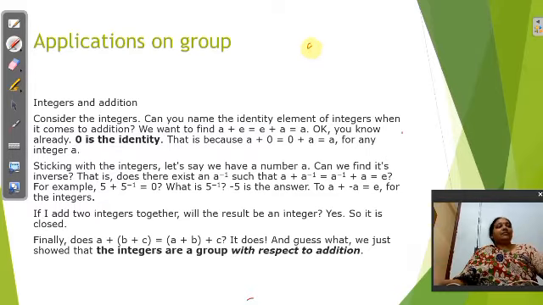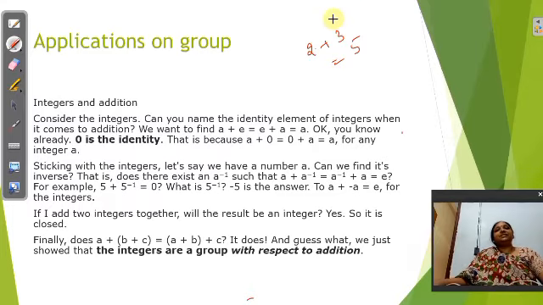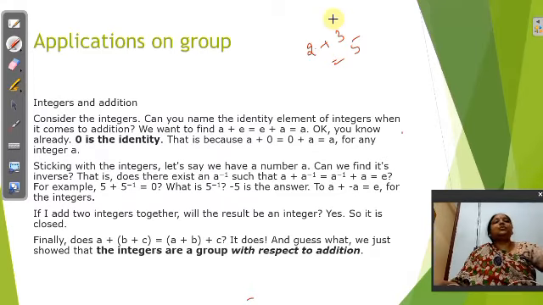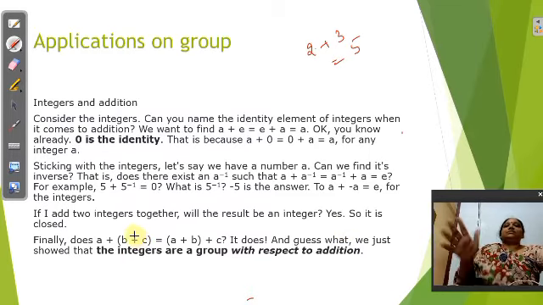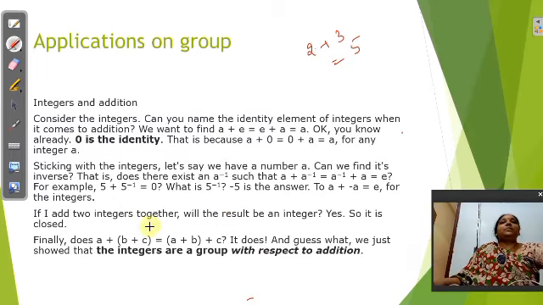If I am taking any two elements, say 2 comma 3, now the sum of those two elements, 2 plus 3, is equal to 5. Again the element 5 belongs to the integer set only. So that is the question they are asking: if I add two integers together, will the result be an integer? Yes, it is an integer. So it satisfies the binary operation property, that means the closure property also, as it satisfies identity, inverse and closure property.